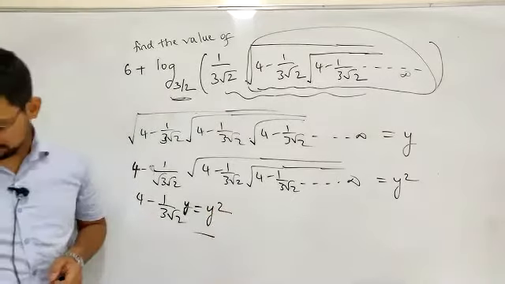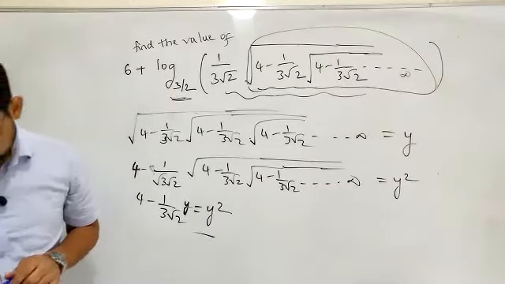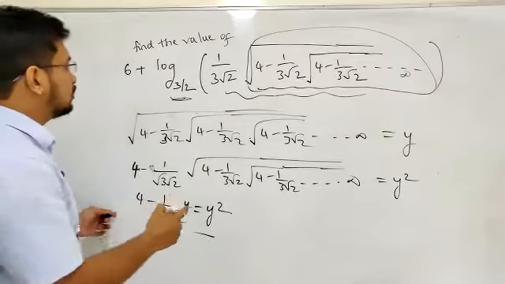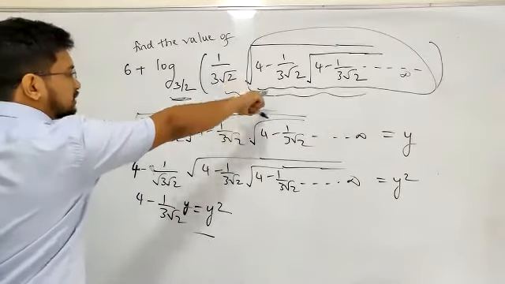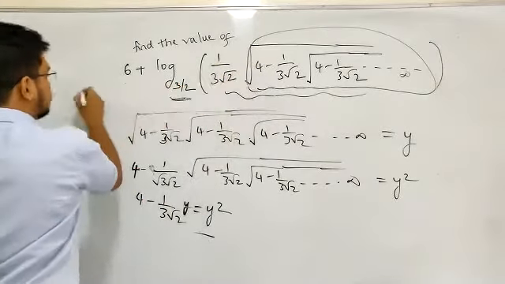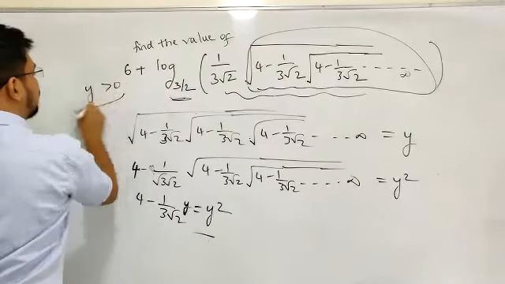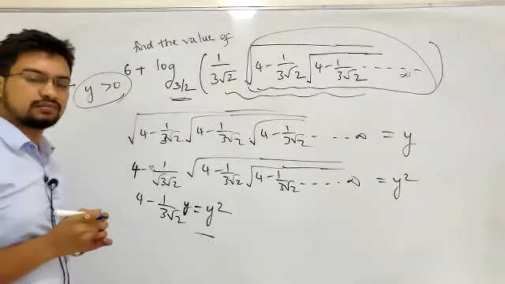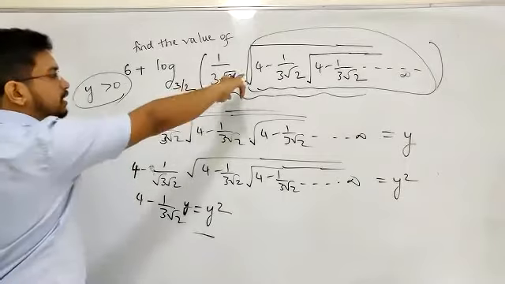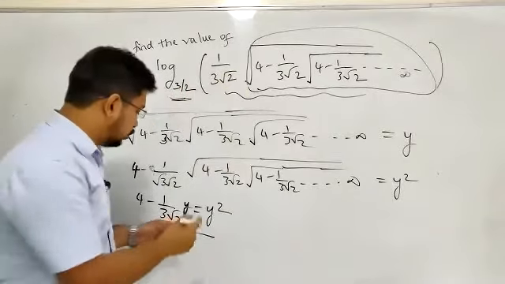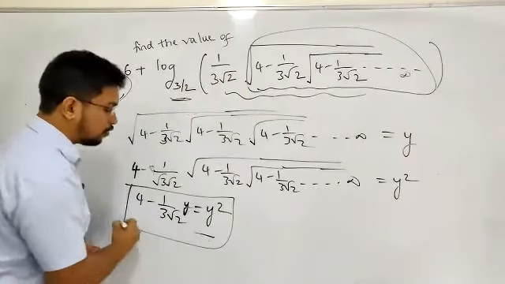You got some value something like this. Now first, if I want to consider this y, the basic idea is that this y has to be greater than 0. This y has to be greater than 0 if I solve this, and you're getting a quadratic from this.